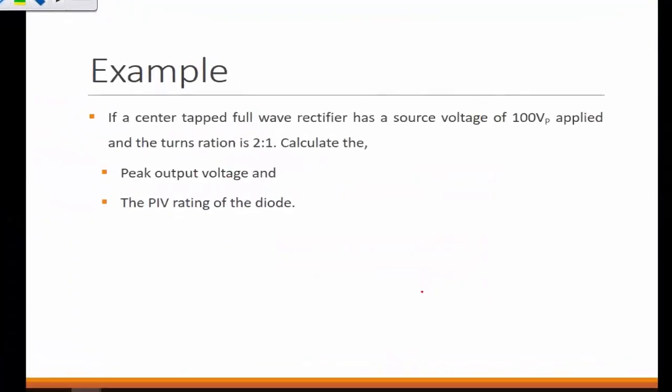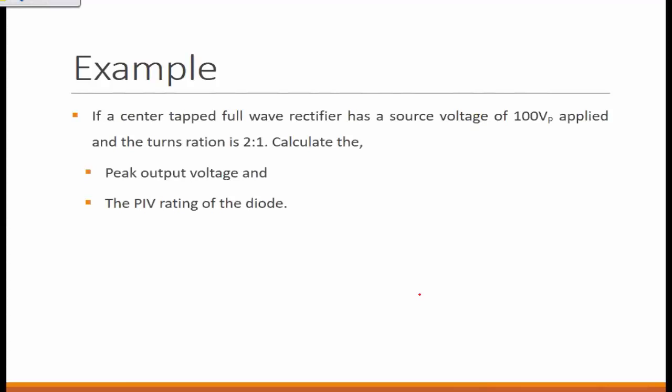All right, so this is the problem that we are looking into for the calculation of the peak output voltage and the PIV rating of the diode. So this is for the circuit we just discussed, which is the center tapped full wave rectifier. So I want you to go ahead and calculate the peak output voltage and the PIV rating of the diode.